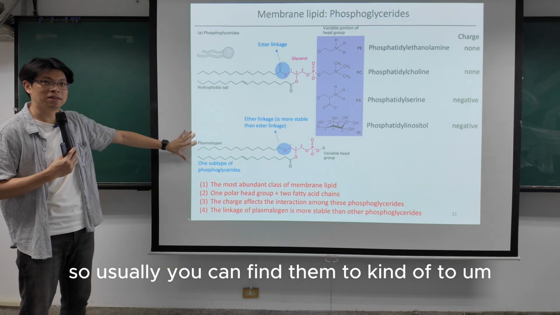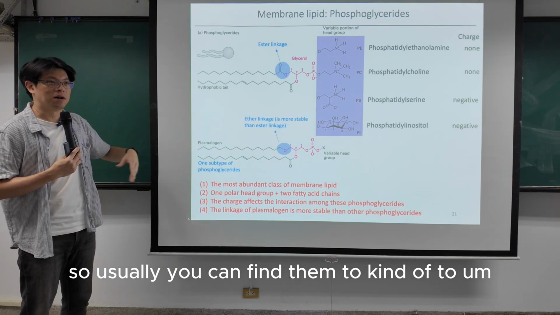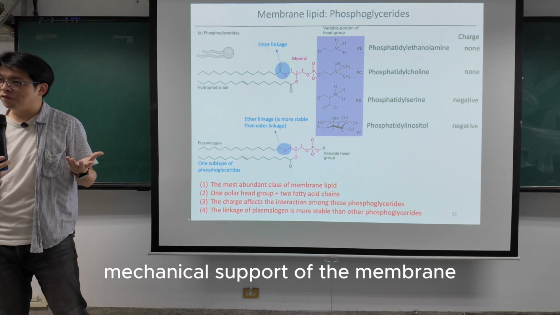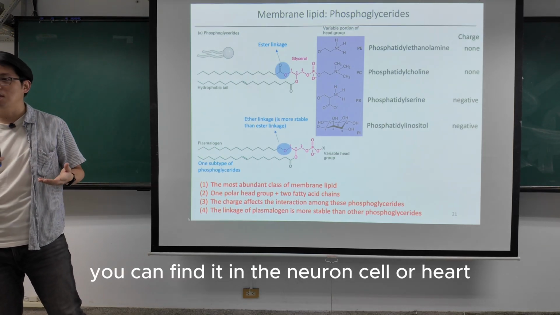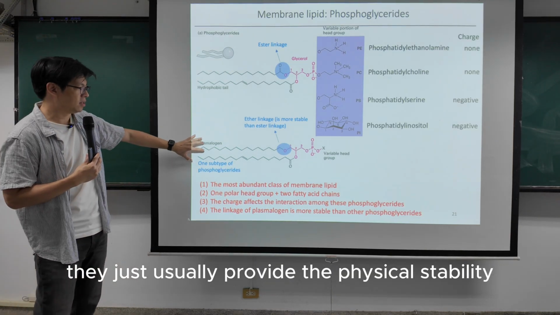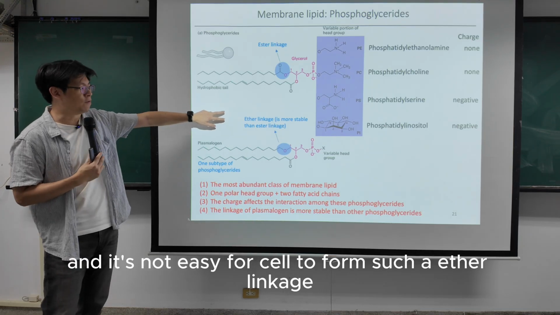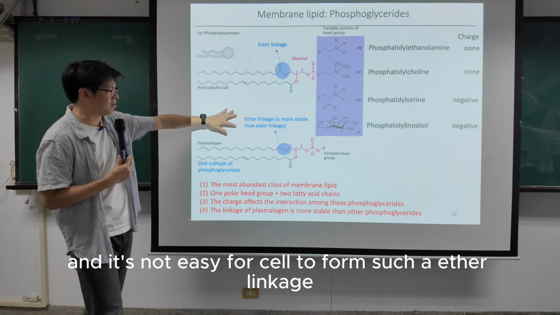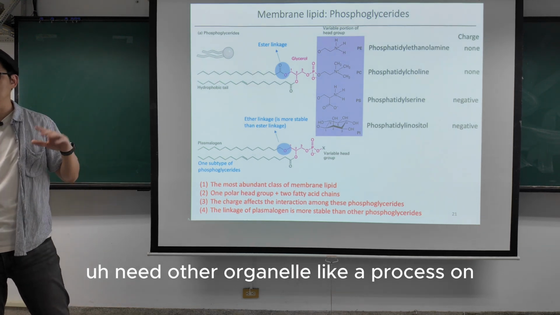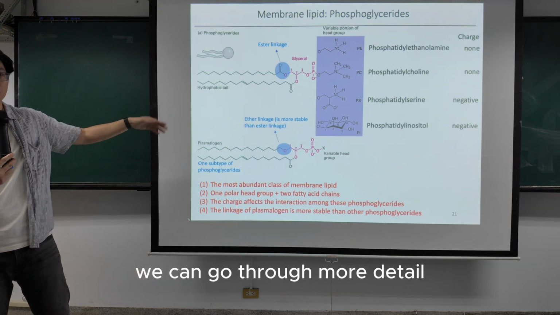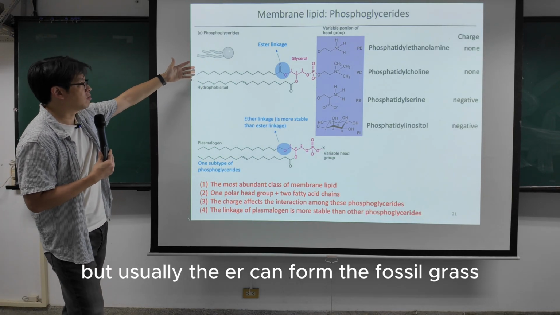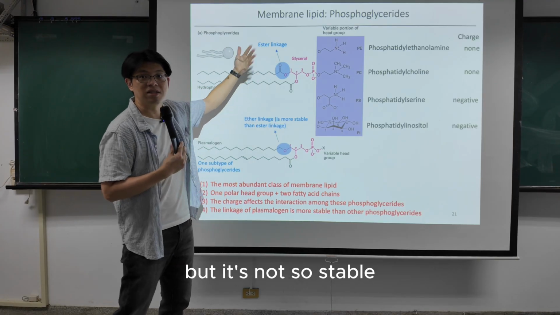So usually you can find them, and their major job is to provide mechanical support of the membrane. You can find it in neuron cells or the heart. They usually provide physical stability. Okay, and it's not easy for the cell to form such an ether linkage because they also need other organelles like the peroxisome. If you are interested, we can go through more detail, but I will probably skip that part. But usually the ER can form the phosphoglyceride and use this ester linkage, but it's not so stable.